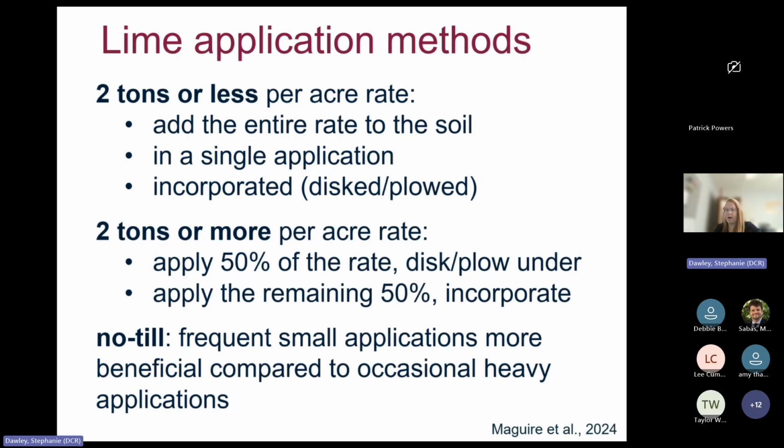Do 2 tons, disc plow under, and then apply the remaining 50%. Maybe not back to back, but with a little bit of a window, just to give that material time to incorporate into the soil. And if you're doing no-till, frequent small applications are beneficial compared to a big heavy load, just because you can't incorporate it into the soil.